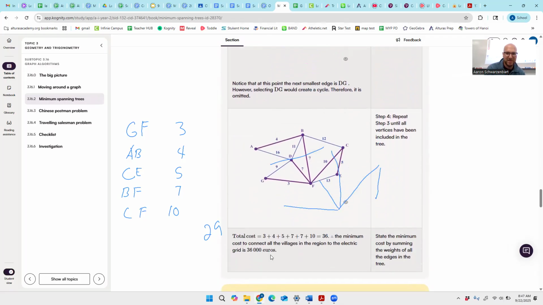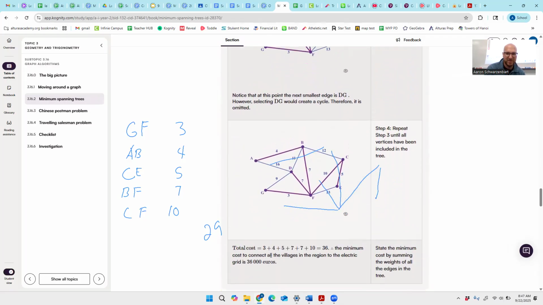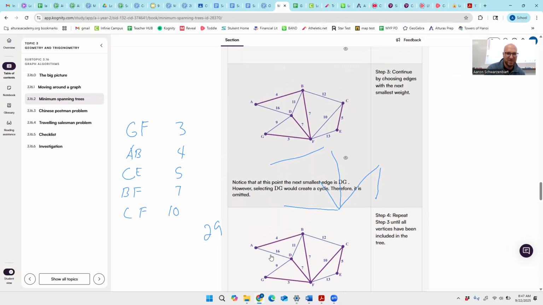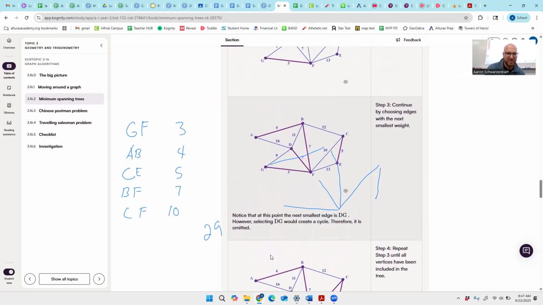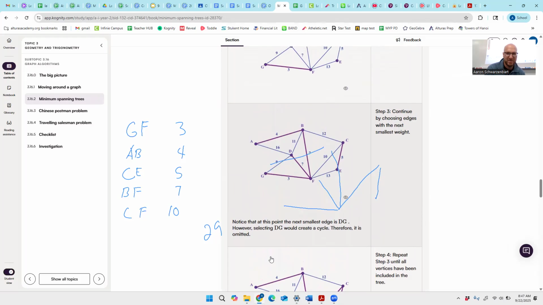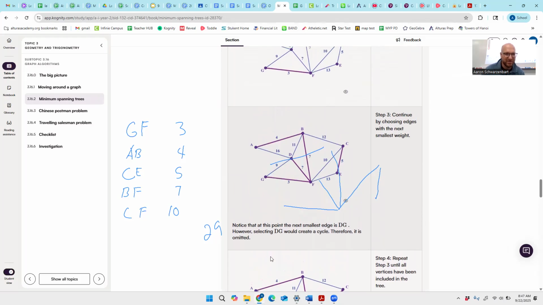And we have the same minimum spanning tree. Oh, they got 36. Oh, I forgot a 7. I never wrote DF. I said it, but never wrote it. Okay, 36. Is your question quick, Keely?